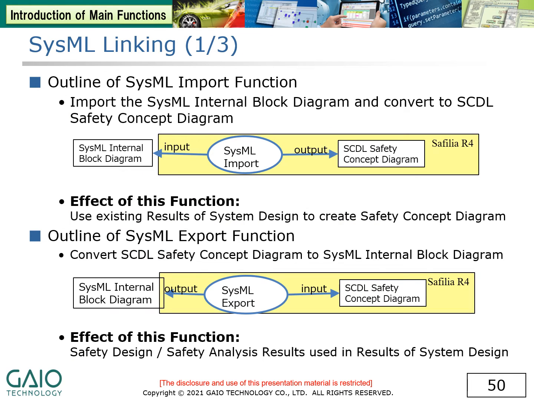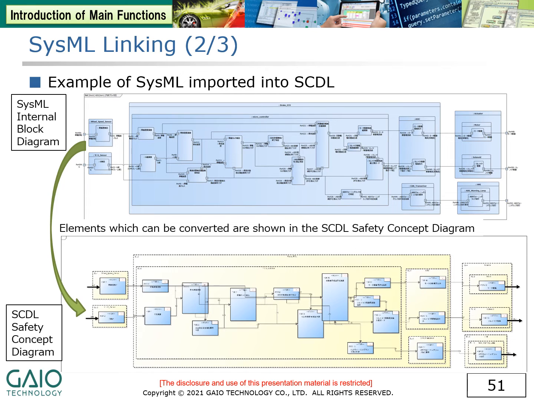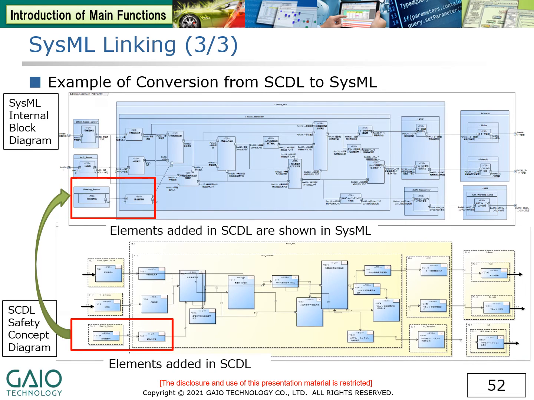It is also possible to link SysML model data to SCDL data. SysML data created by tools such as Enterprise Architect can be imported into Safilia for use in the design and safety analysis. An example of this is shown here, where a SysML internal block diagram is imported into a safety concept diagram. And here we have an SCDL diagram exported to SysML data.